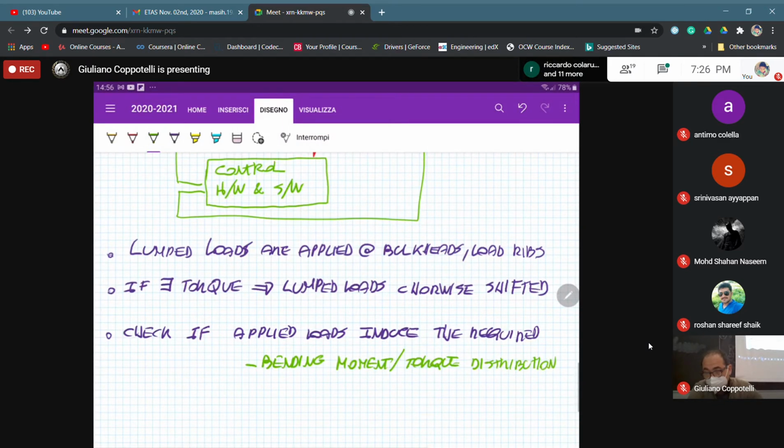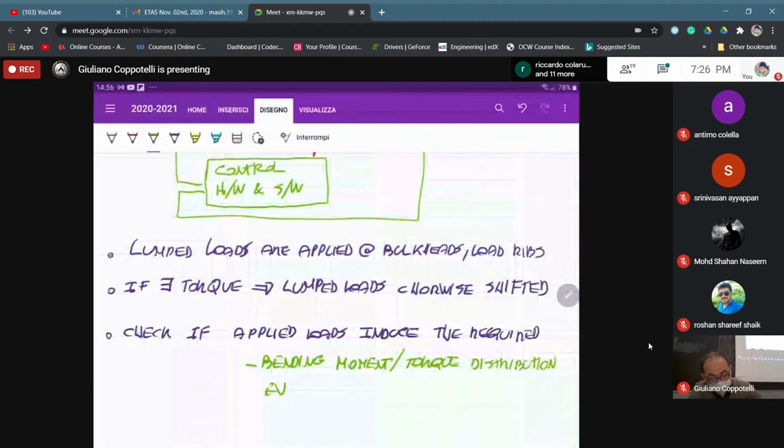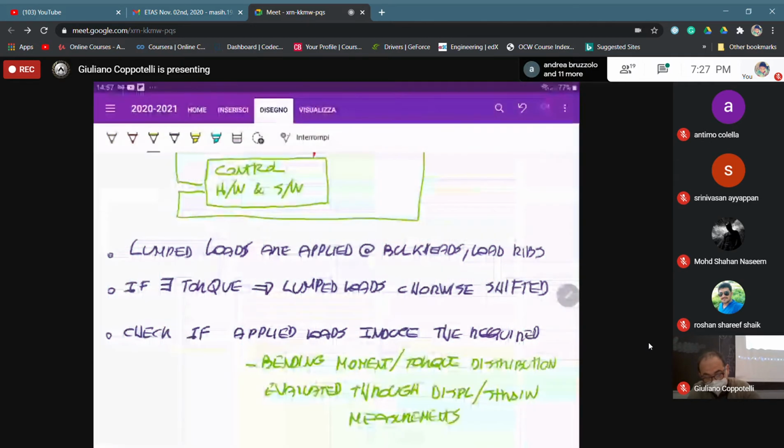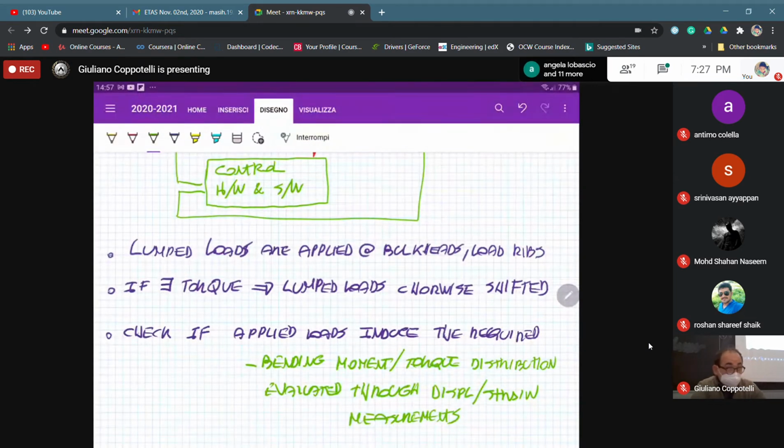Okay, that are evaluated through the displacement strain measurements. Okay, so this procedure is done iteratively, mostly iteratively.